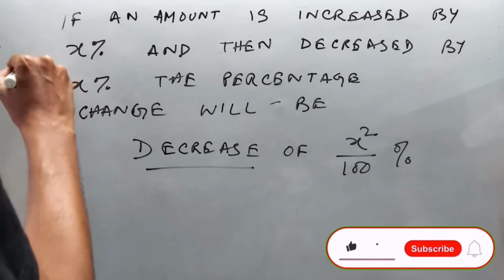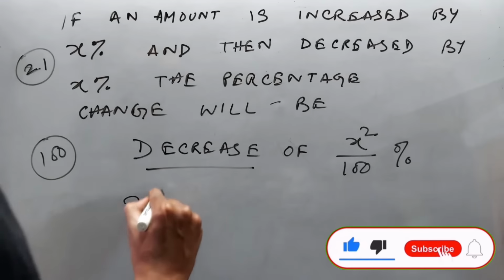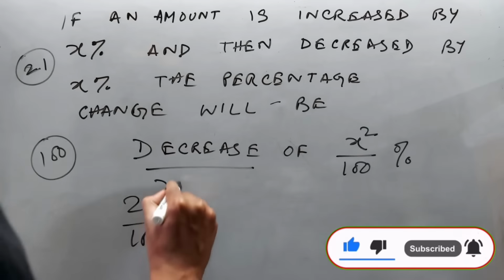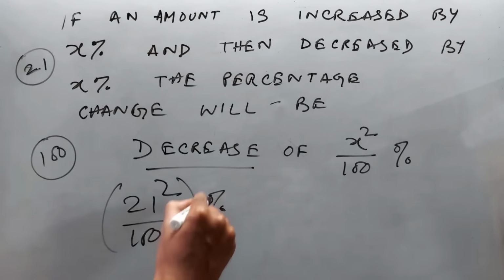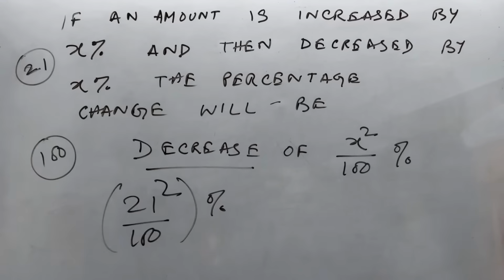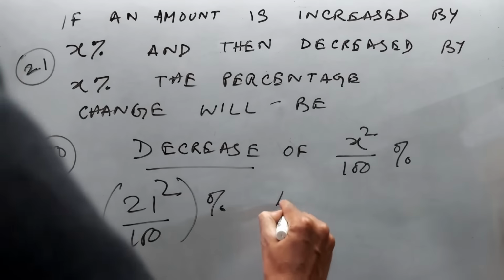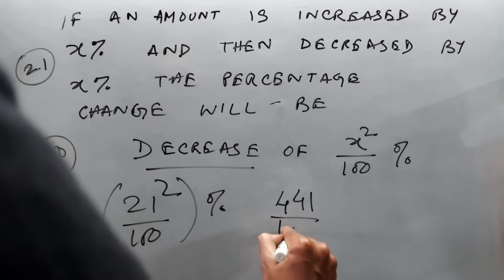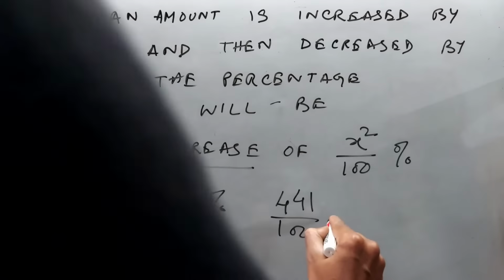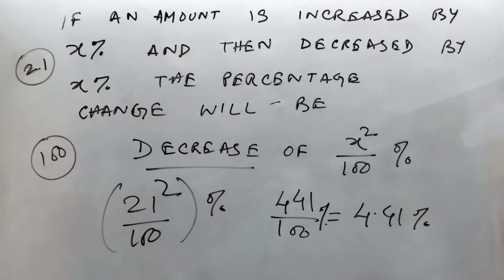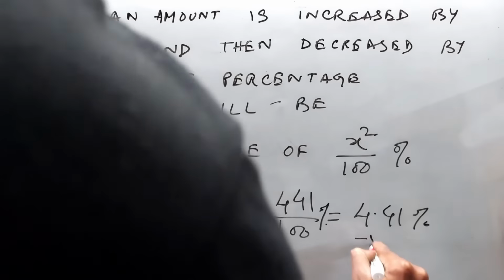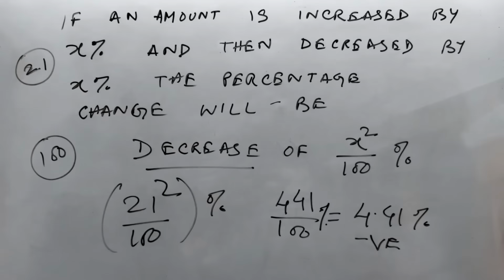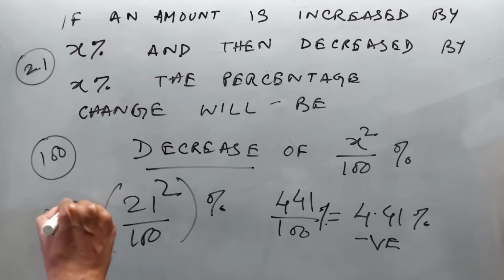If X is 21, then 21 square by 100. Again, percentage, don't forget this. Okay, so what is the value of 21 square? 441? 441 by 100. So definitely the final answer will be 4.41%, right? Oh, here also. So, this is in negative, so final value will be 100 minus 4.4%, that is 95.59.